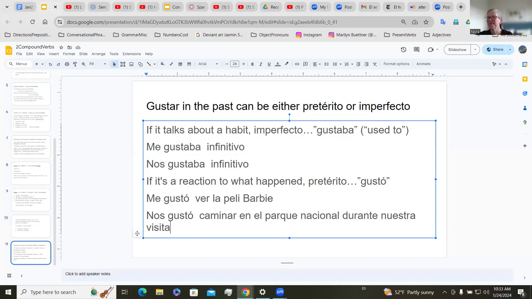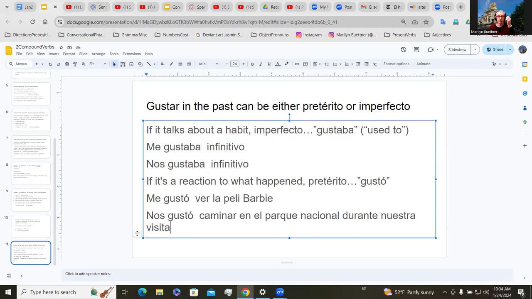Y es muy, muy importante el énfasis, hitting that as gustó. So it's not gusto, gusto. Es muy importante. But yeah, tougher to come up with an example, but it's got to be something that happened and is done. Por ejemplo, nos gustó participar en el espectáculo de Barrett Jackson. Somebody emailed me about going to Barrett Jackson, ¿sí? Para ver los coches, los coches muy, muy caros, los coches deportivos. Muy rápido. Eso sí. Ok.